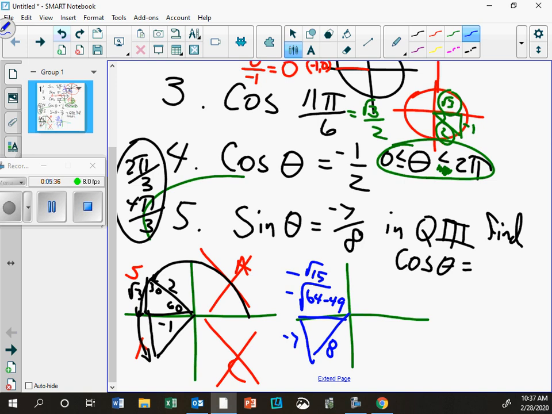And then I want the cosine of it. Cosine is adjacent over hypotenuse. Here's the adjacent. Here's the hypotenuse. Negative root 15 over 8.